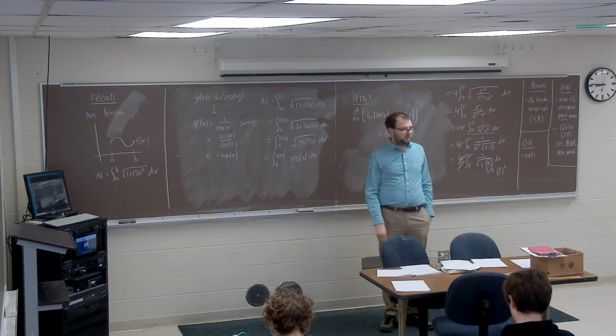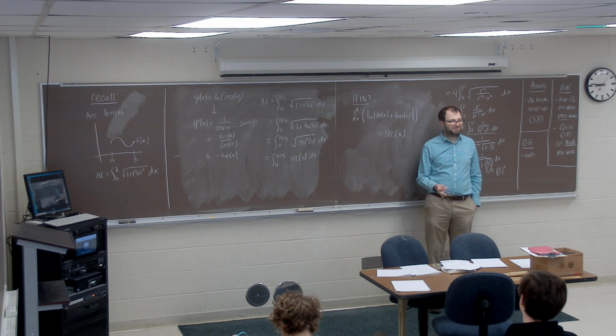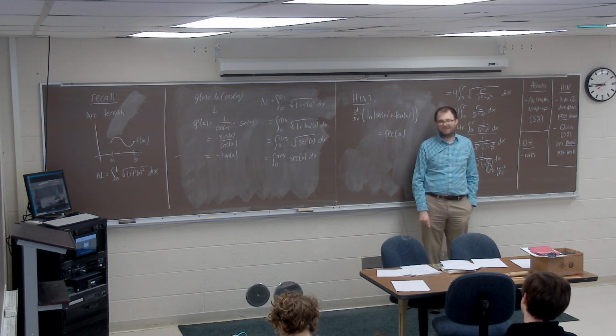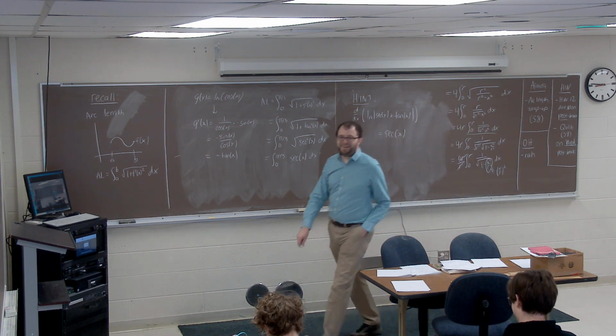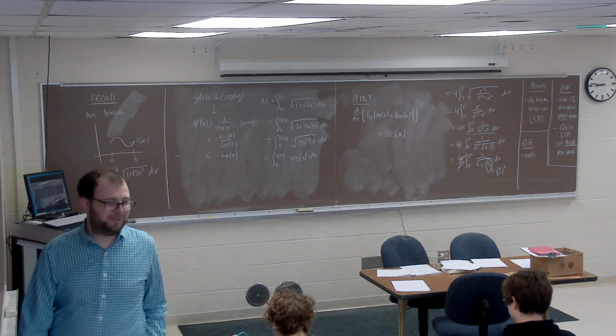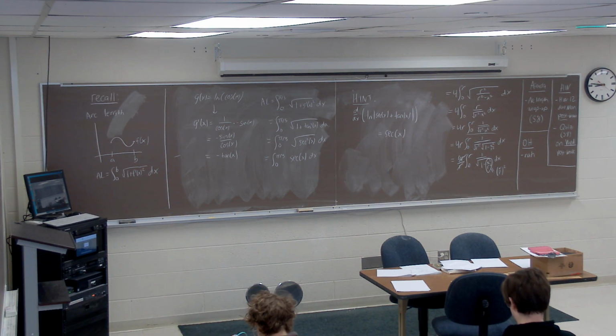How do we integrate secant of x? We use the hint on the board. If you don't know where that hint comes from, we've used this once before, but it's been a while. The way you can integrate secant of x is to do something very unintuitive: multiply by secant x plus tangent x over secant x plus tangent x, which gives you the integral of secant squared x plus secant x tangent x over secant x plus tangent x.